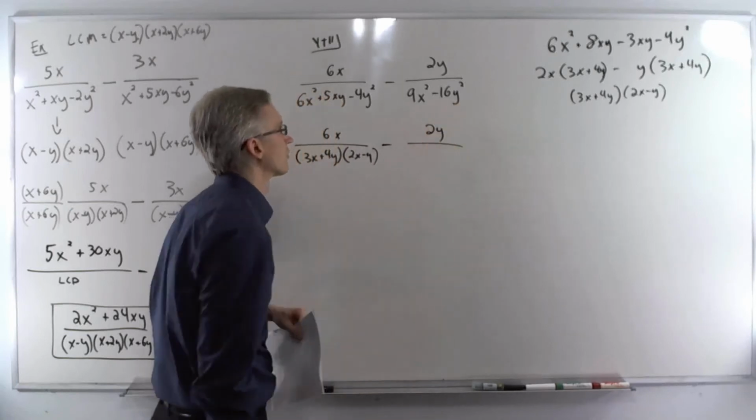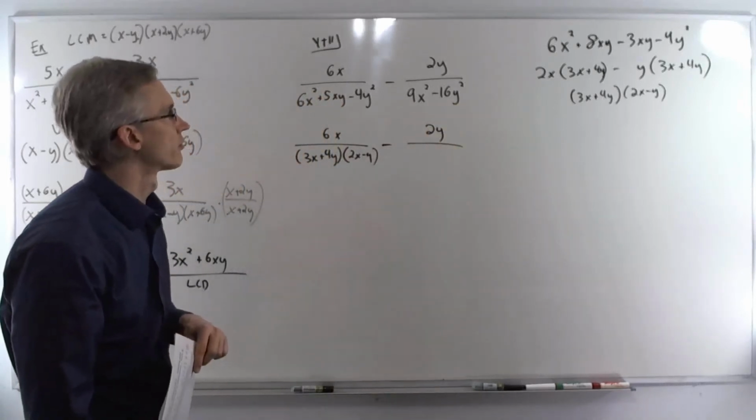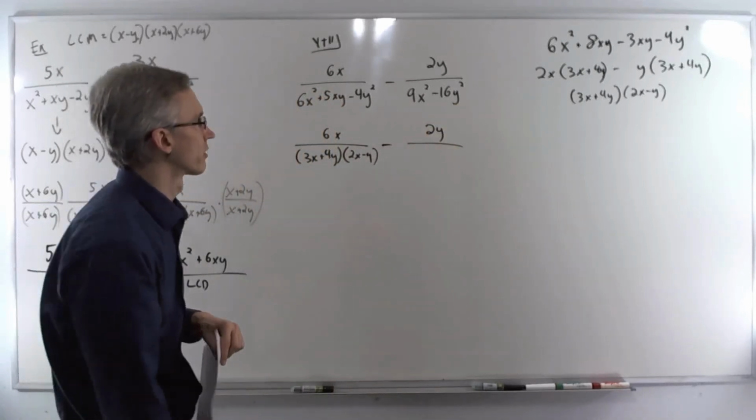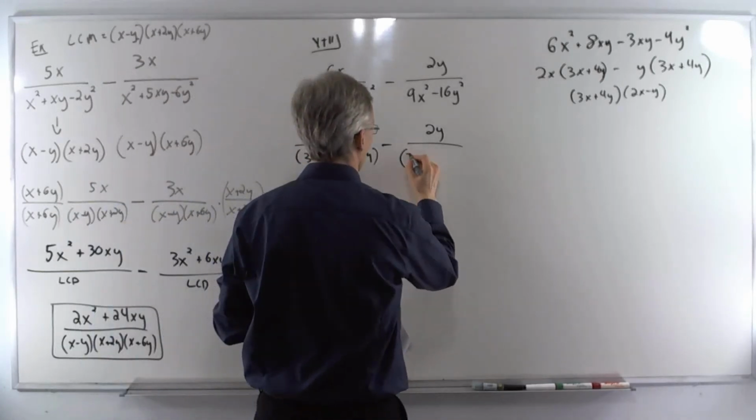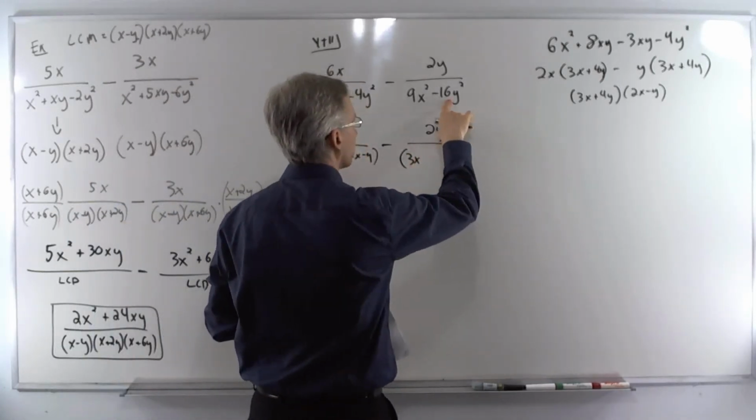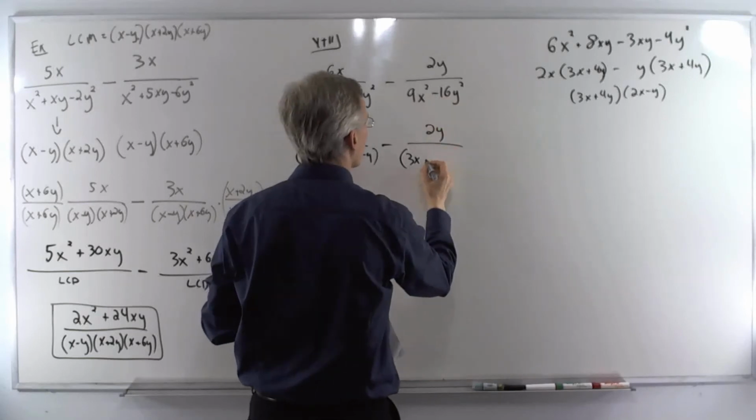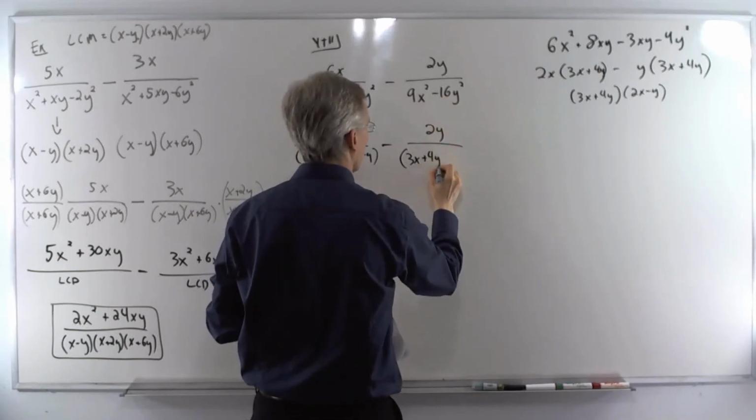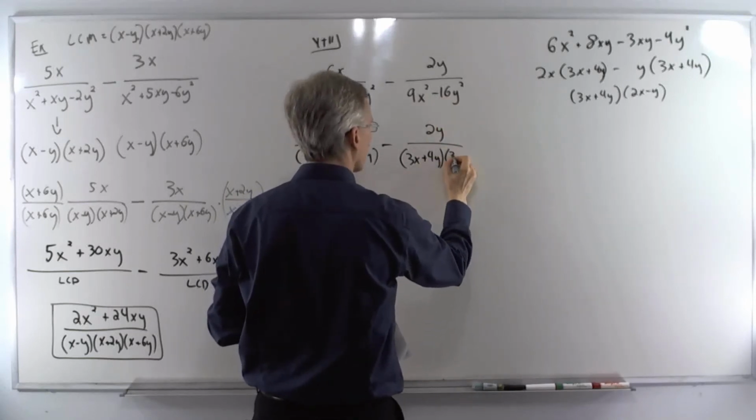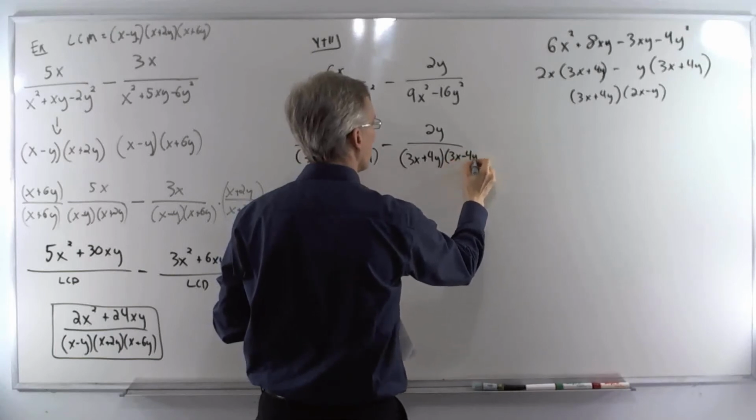Alright, off to the right. This is difference of squares. So if we take the square root of 9x squared, we get 3x. Take the square root of this, we get 4y. So that gives us 3x plus 4y and 3x minus 4y.